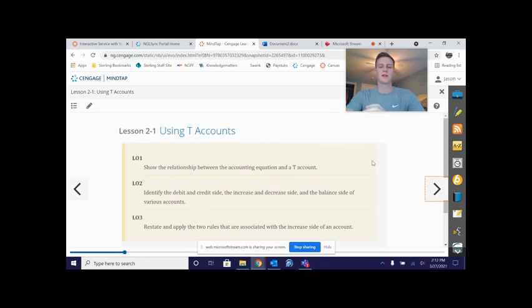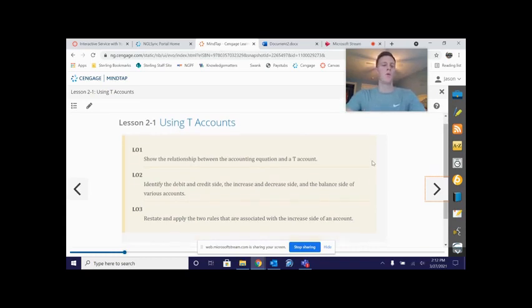A couple learning objectives, a couple keys for today. One is to show the relationship between the accounting equation and the T account. 2 is identify the debit and credit side, the increase and decrease side, and the balance side of various accounts. And finally, learning objective 3 is to restate and apply the 2 rules that are associated with the increase side of an account.